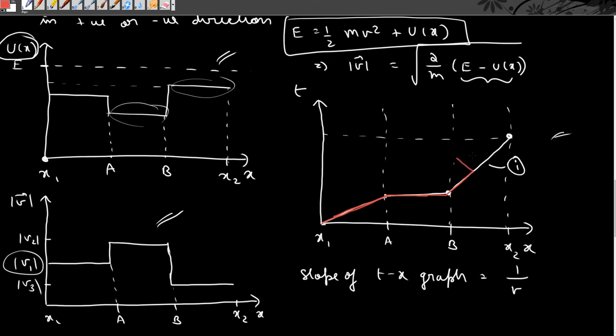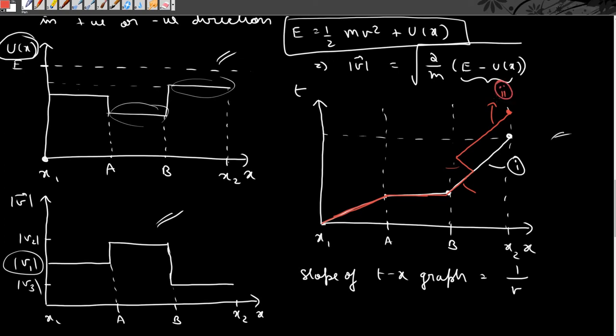Okay. Now remember, the magnitude of this slope must be the same as the magnitude of this slope in order to make sure that the velocity magnitude is the same. Okay. I will explain that clearly soon. So after this, let's say it again changes the direction and goes like this. Okay. So this I'm going to call path 2.